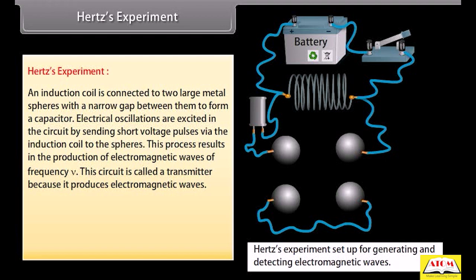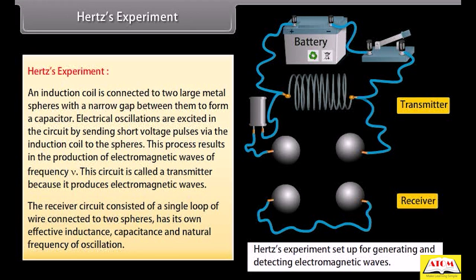This circuit is called a transmitter because it produces electromagnetic waves. The receiver circuit, consisting of a single loop of wire connected to two spheres, has its own effective inductance, capacitance and natural frequency of oscillation.